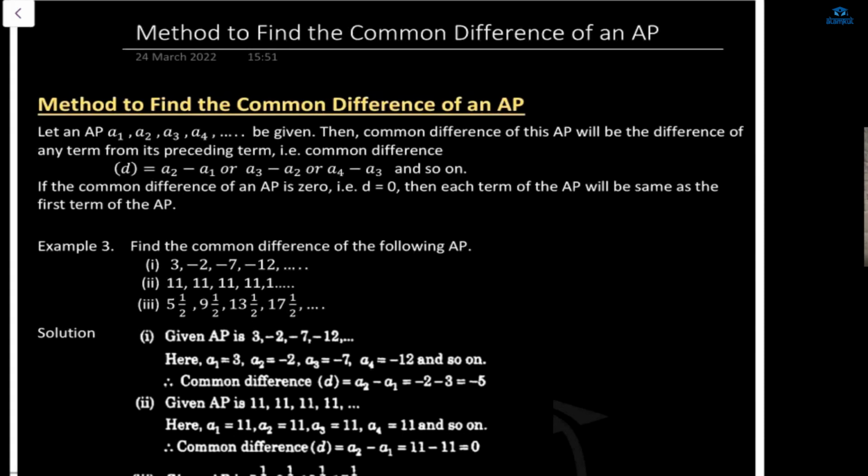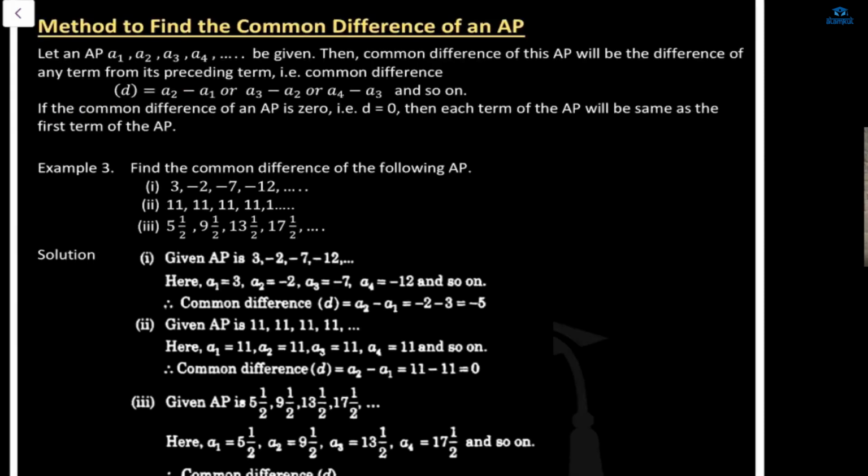Now, the method to find the common difference of an AP. How can you find the common difference? You have to subtract the preceding term from the succeeding term. Okay, so you'll get the common difference. You can just do A2 minus A1, or any such terms.